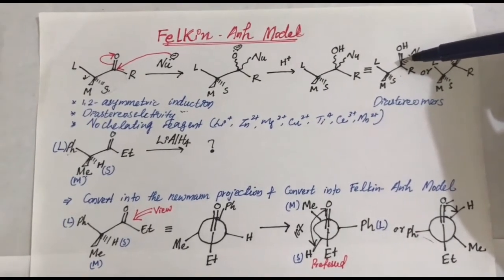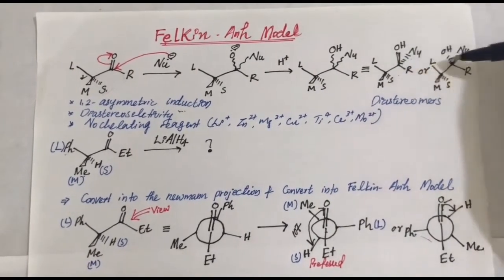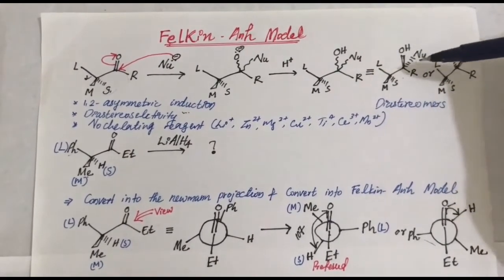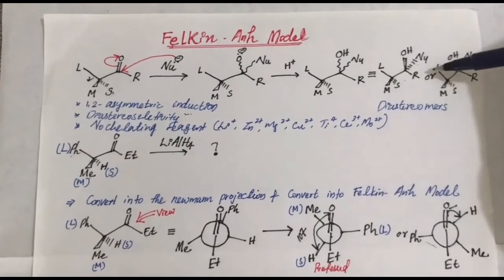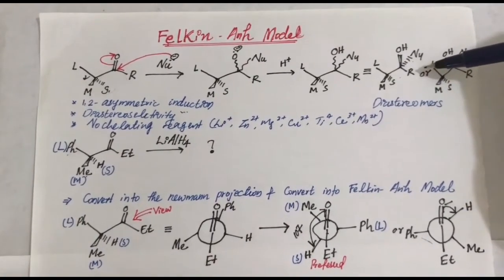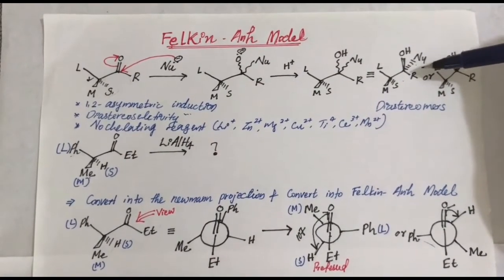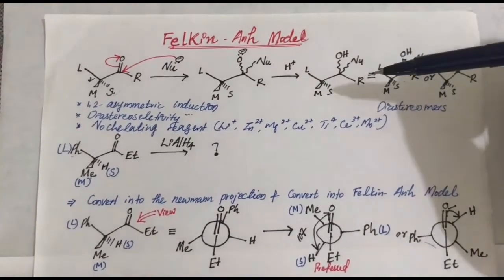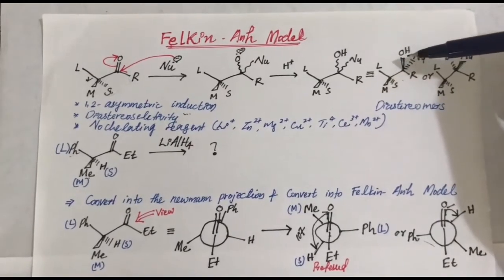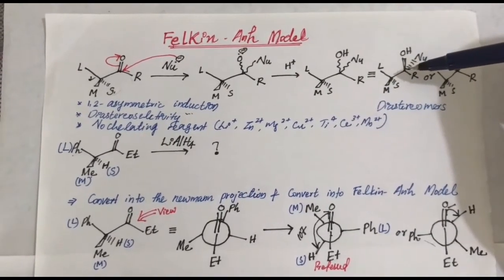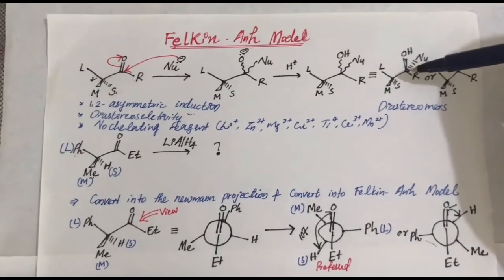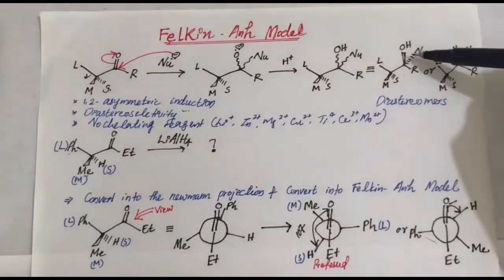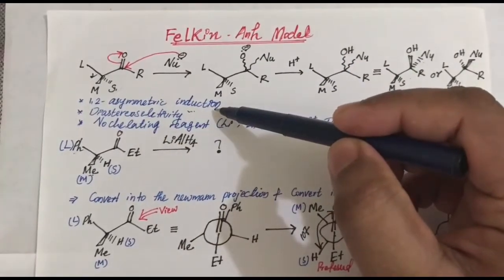Okay, so these two are related as diastereomers. So this model is used to predict among these which one is the major product. That is the charm of this model. We can predict the major product among these two diastereomers. That's why it is called diastereoselective asymmetric induction. Moreover, in this reaction we can have no chiral center. That's why it is called 1-2 asymmetric induction.